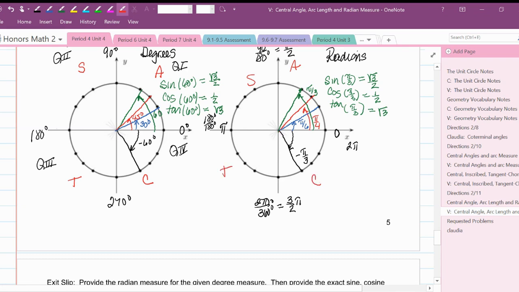So now I can get the sine, cosine, and tangent of negative pi over 3 really quickly. I know the only one that's going to be positive is cosine, but the other two will be negative.